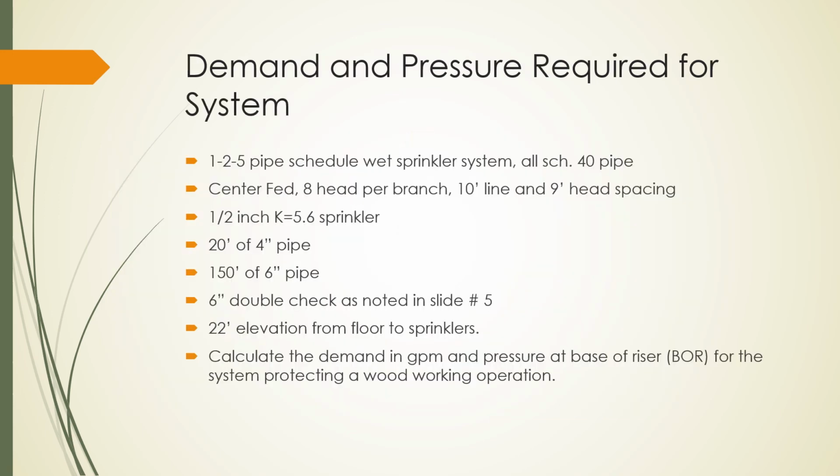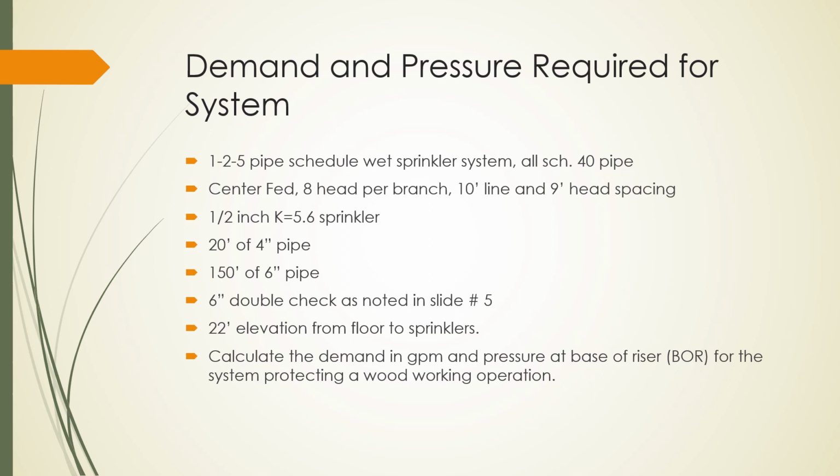Let's just go through an example. We have a 125 wet sprinkler system. All the piping is schedule 40. Again, remember that comes into play when we're looking at friction loss through pipe during flow. It's a center fed 8 head per branch line system with 10 feet between lines and 9 feet between heads. The heads are 1/2 inch K 5.6 sprinklers.